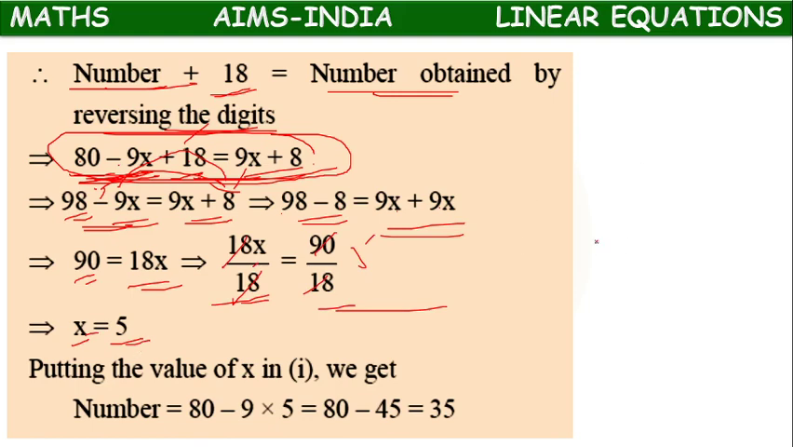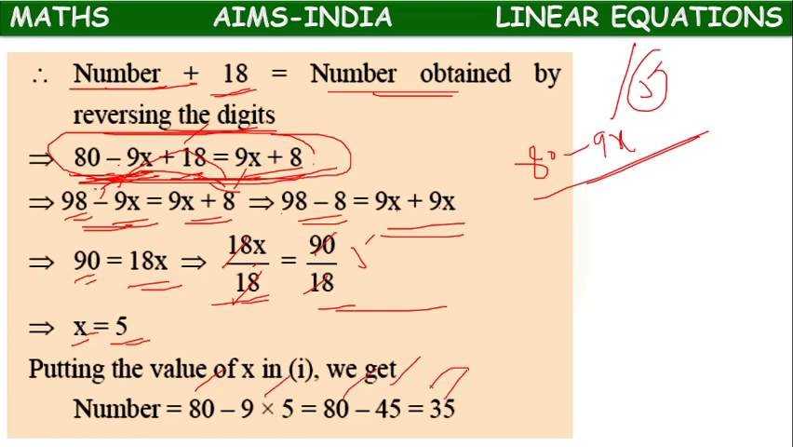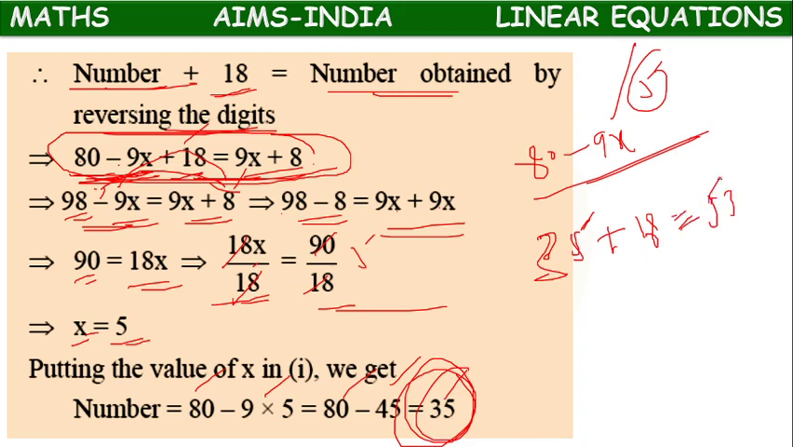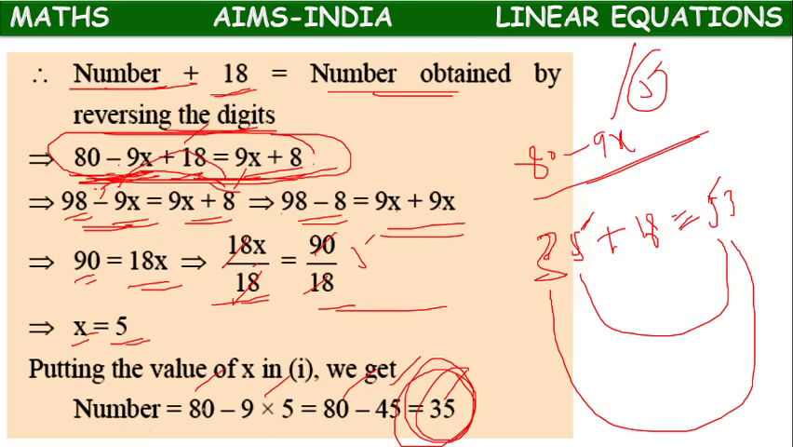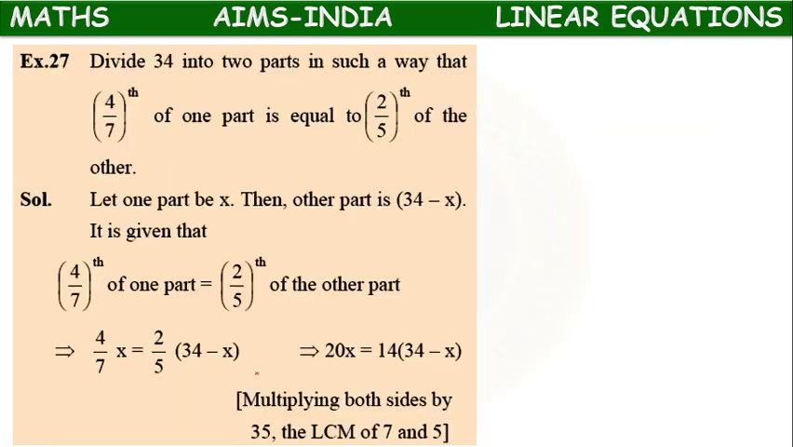But we have to find the old number. What is the first number? 80 minus 9x. If we substitute 5 in the place of x, 80 minus 9 into 5, 80 minus 45, is 35. 35 is the required number. If we add 18 to it, it will become 53. The ones place 5 comes to the tens place, and the tens place 3 goes to the units place. Now the solution is also verified. Okay, children. Next.